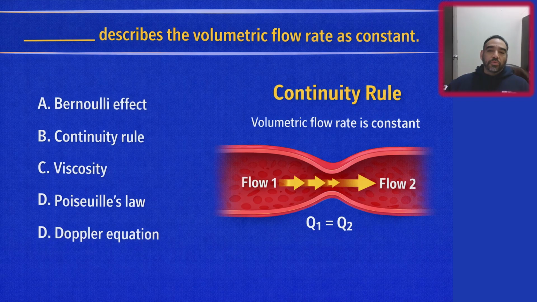So when you see volumetric flow rate remains constant, your brain should immediately think the continuity equation.